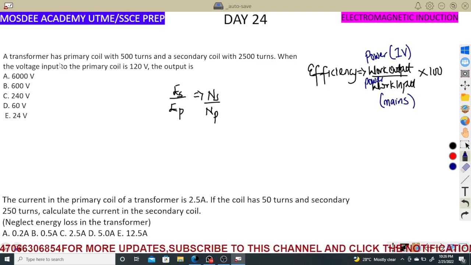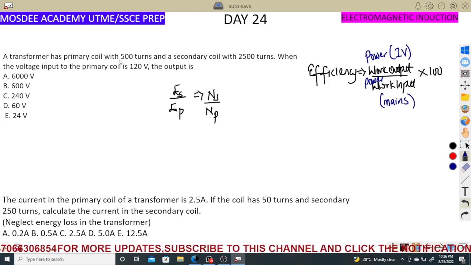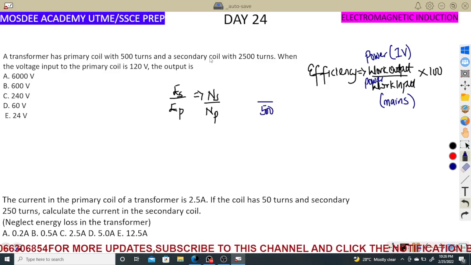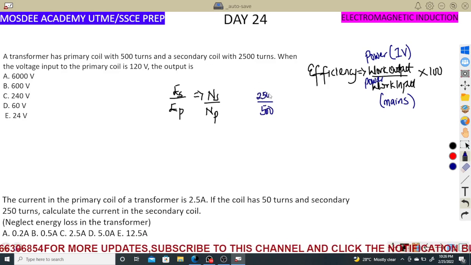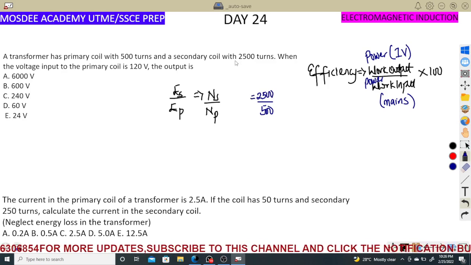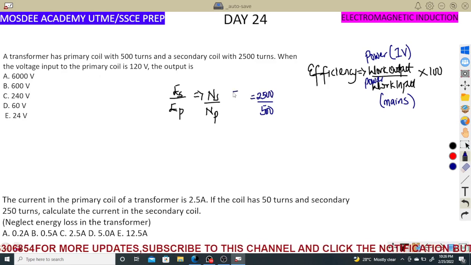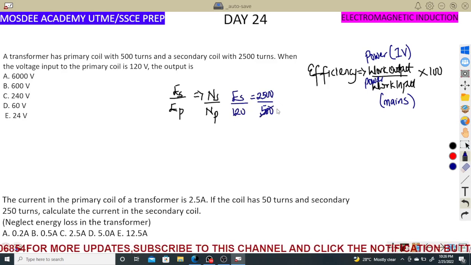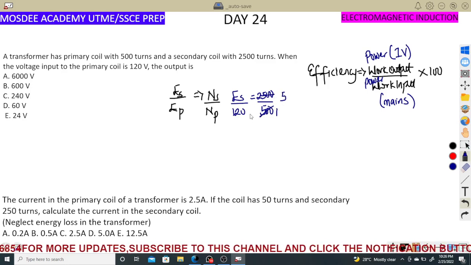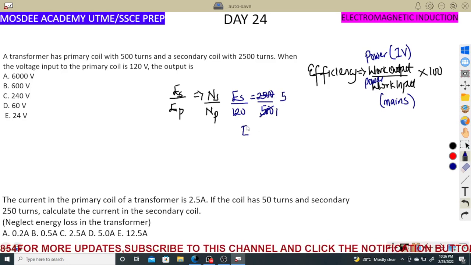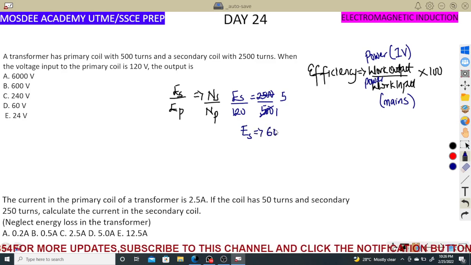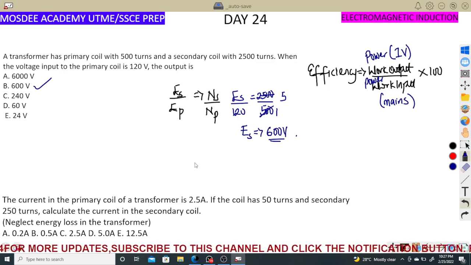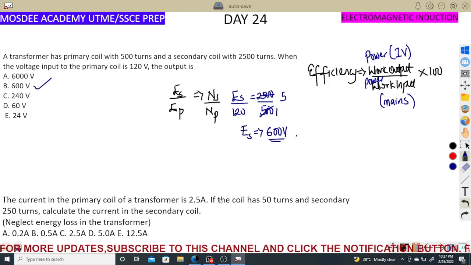So this is a simple question. The primary coil NP is 500. On simplification, you can say 500. Secondary turn is 2,500. I'm using the direct formula: ES over EP equals NS over NP. We are looking for the voltage in secondary ES, and EP is 120. On simplification, 1 here, 5 here. 120 times 5, if I don't make a mistake, should be 600 volts. And that's the answer to that question. So keep that in mind.